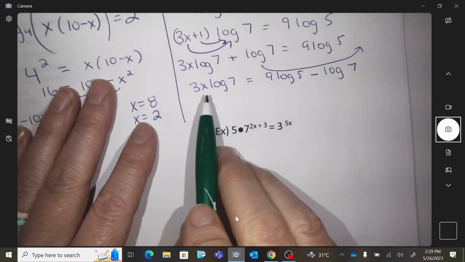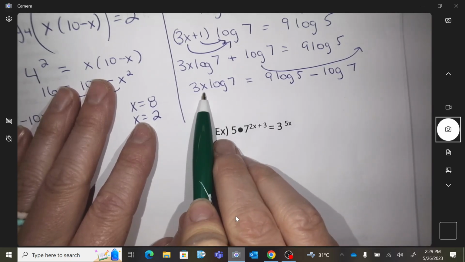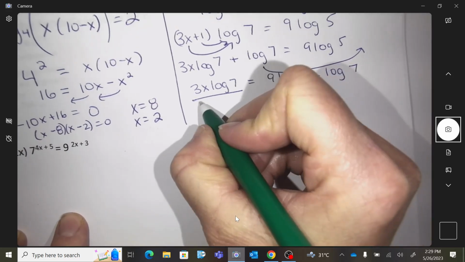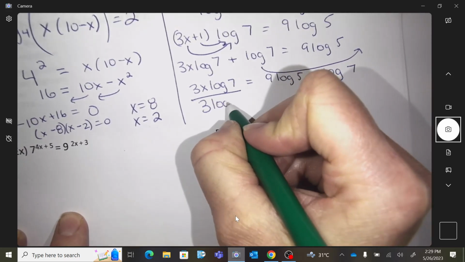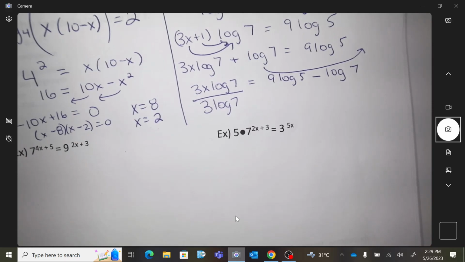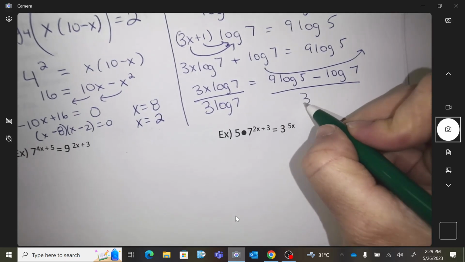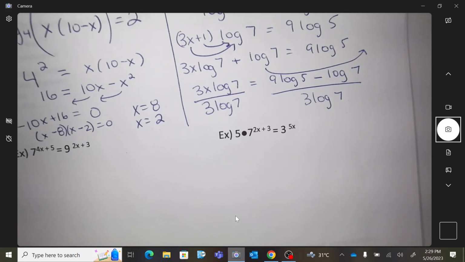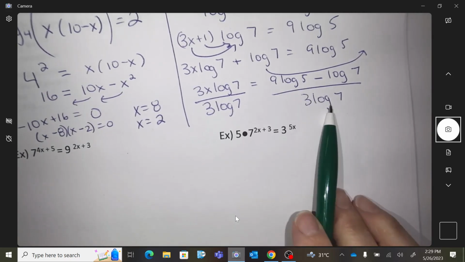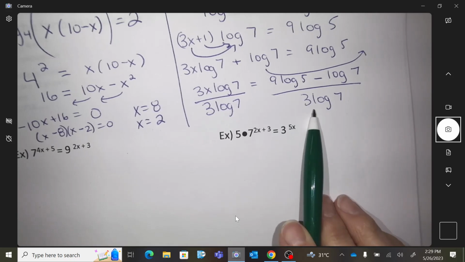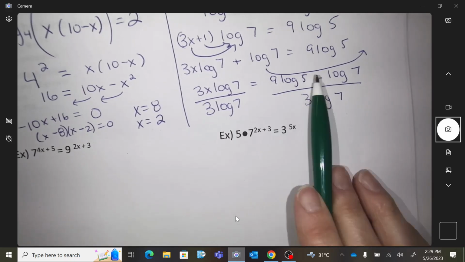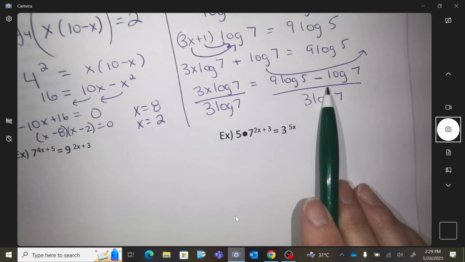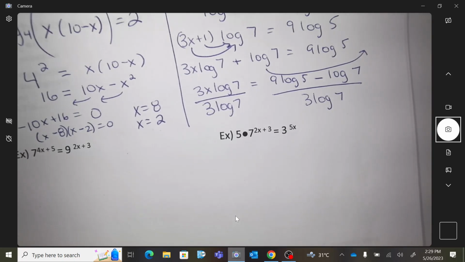Okay, now I got to get the x all alone. So I'm going to divide by 3 log 7. That make sense? So then wouldn't it just cancel out that 3 log 7? No, it can't cancel anything, because you can't cancel things when there's a subtraction. You can only cancel if it's like something times something divided by something.